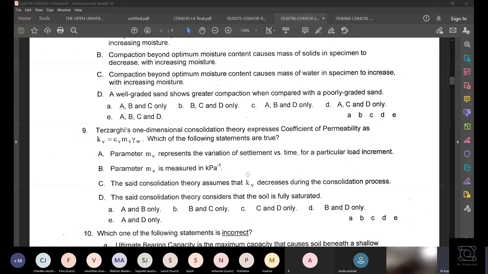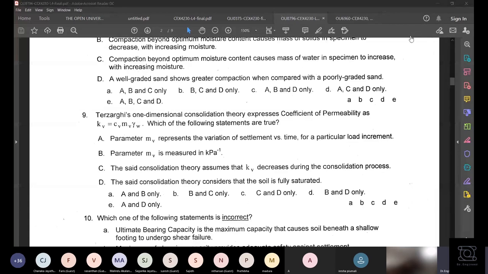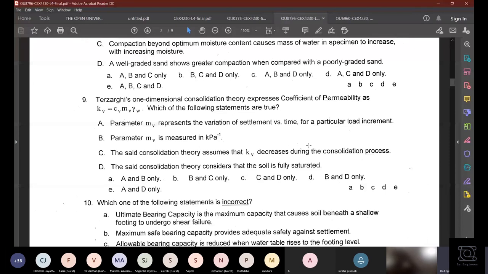And statement C: the said consolidation theory assumes kv decreases during the consolidation process. No, it assumes that it is constant. We already saw that. The said consolidation theory considers the soil is fully saturated. Yes, that is an assumption. So B and D are correct. Option D is the answer, the fourth option.